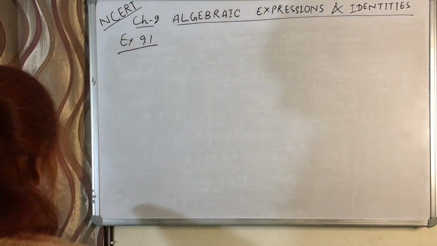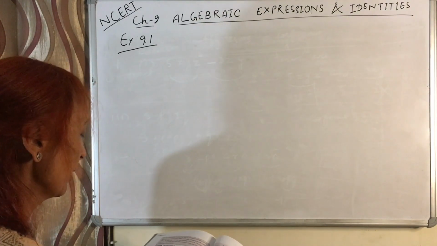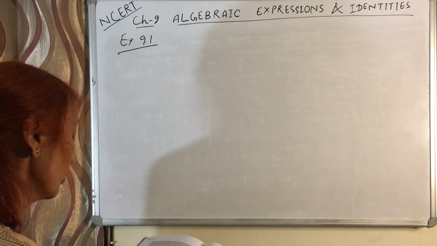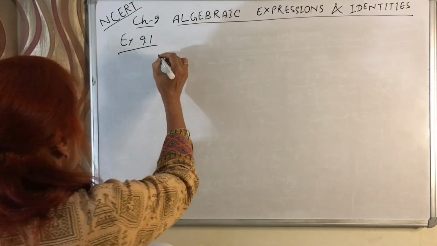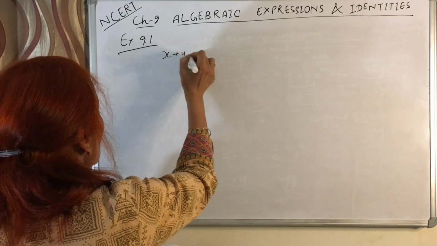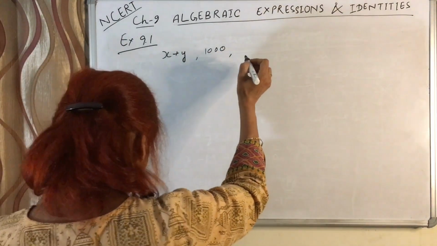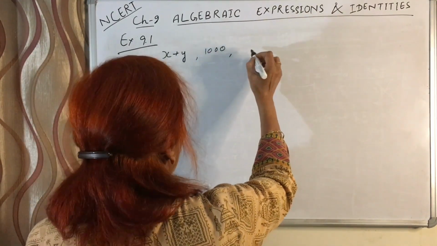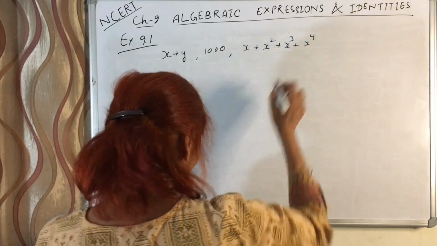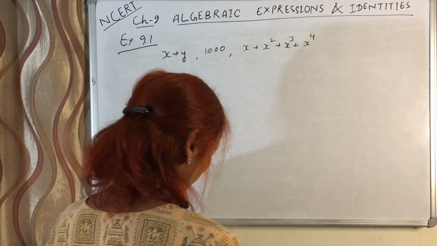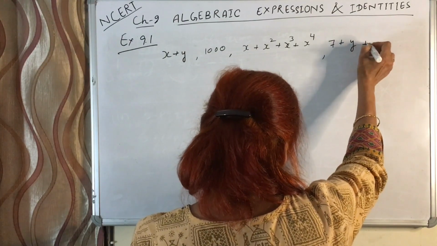Right? Next question is, classify the following polynomials as monomials, binomials and trinomials. Which polynomials do not fit in any of these 3 categories? So I will write x plus 5y, 1000, x plus x square plus x cube plus x raised to power 4, 7 plus y plus 5x.